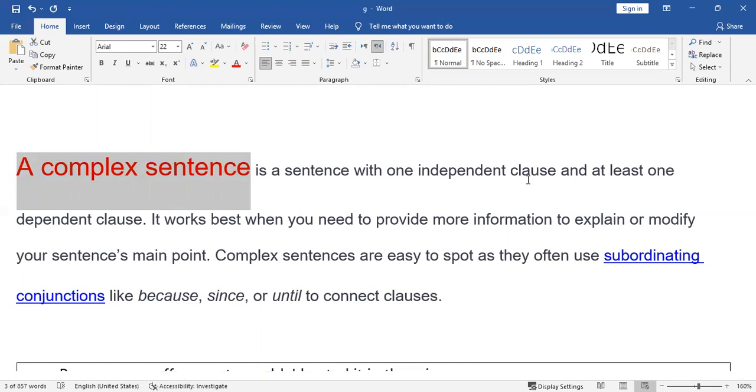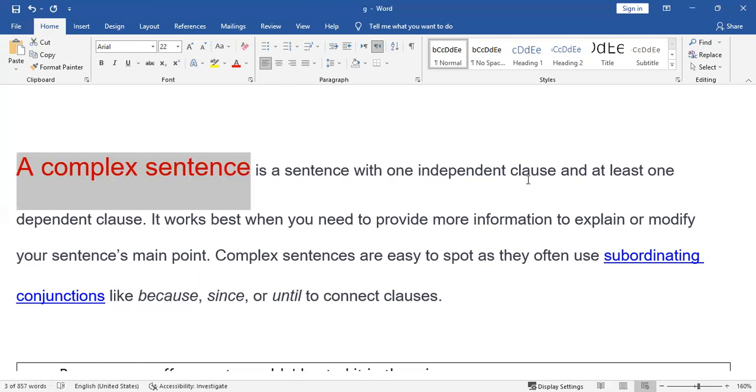تمام؟ يبقى الكومبلكس سنتنس رقم واحد يكون فيها ايه؟ only one independent clause. تمام؟ and at least one dependent clause. ممكن يكون فيها أكتر من dependent clause. It works best when you need to provide more information to explain or modify your sentence's main point. المين point بتاعت الجملة بتاعتك بتبقى في independent clause. But I want to add more information, okay, about this independent clause or this main point.